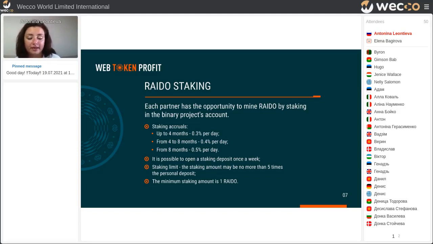When you make your first deposit, you will have an opportunity to make staking, to mine Rido, and you will see these opportunities to make a stake. After you make your first staking, you will see that the next day you have an opportunity to make the second staking. The staking limit, the staking amount, may be no more than five times the personal deposits. It's like an X factor. And the minimum staking amount is one Rido. It's very easy to make this, I think.